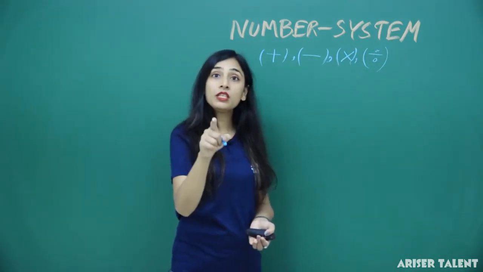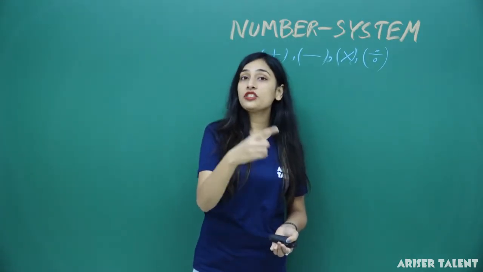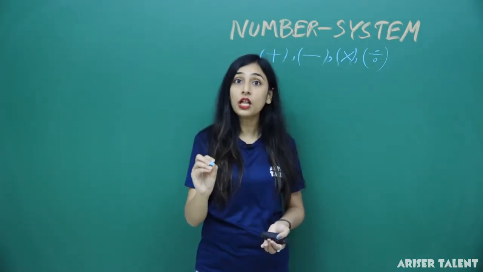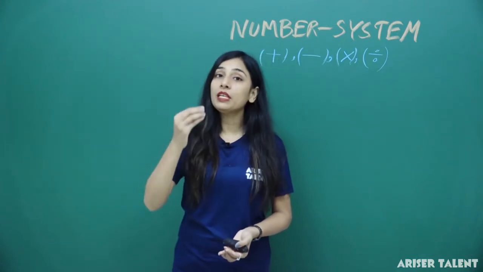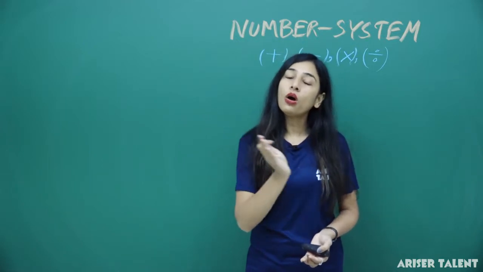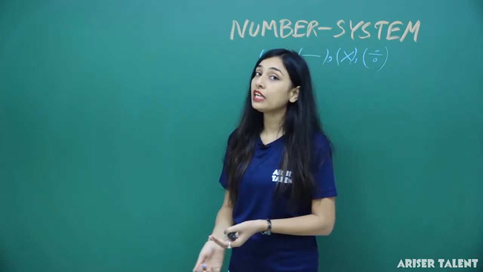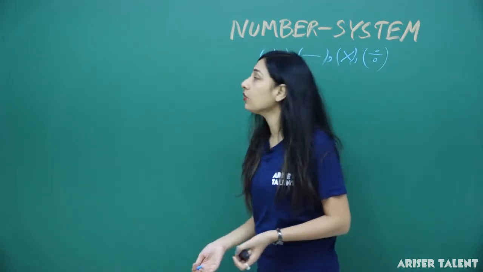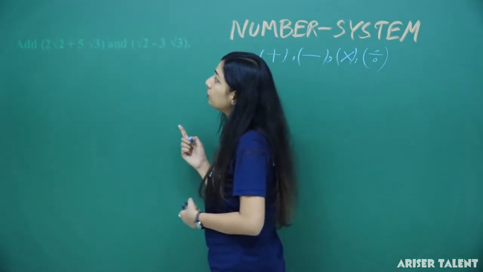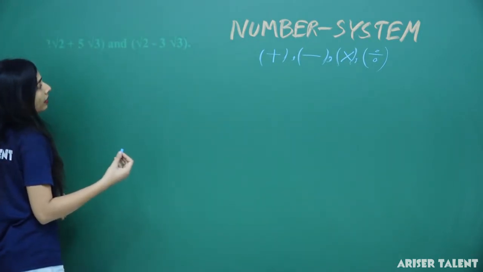Now we go through these 4 operations on 2 numbers. Numbers may be rational and irrational, or irrational and irrational. So I have 2 categories. We are not talking about rational and rational because we have studied the multiplication, division, subtraction and addition of 2 rationals in all previous classes, but in this class we are going to deal with the rational-irrational combination and 2 irrationals. Okay. So here it is, add 2 root 2 plus 5 root 3 and root 2 minus 3 root 3.